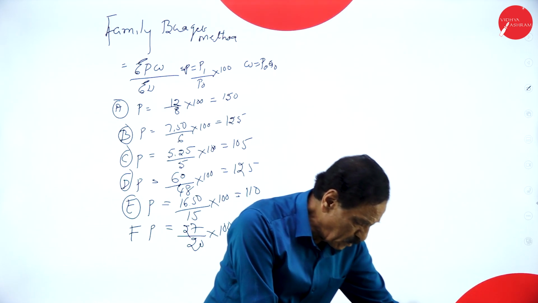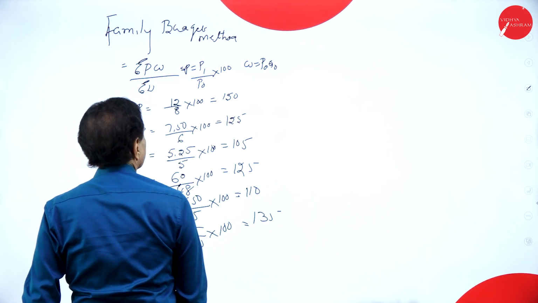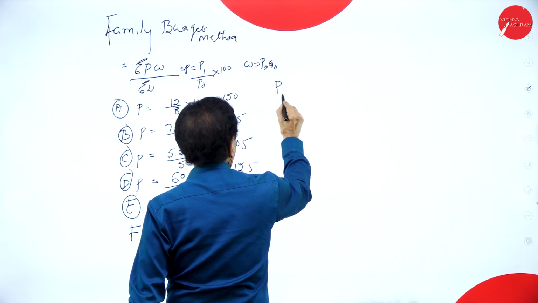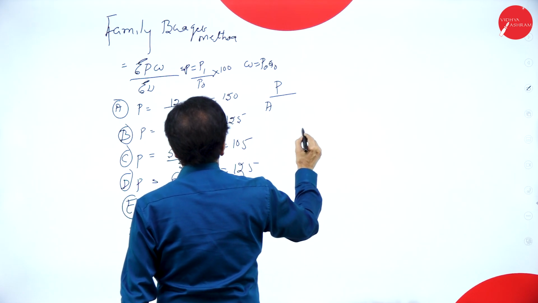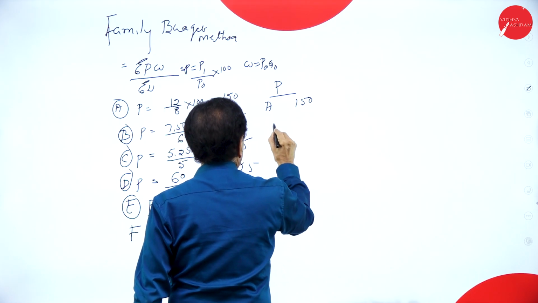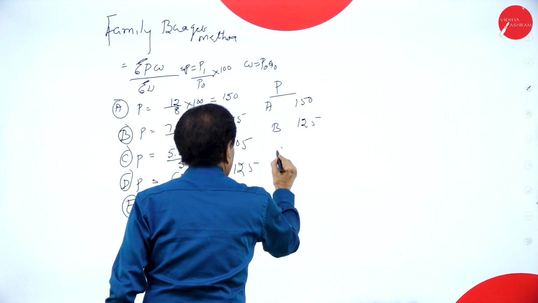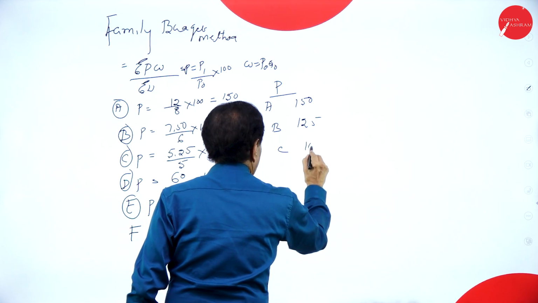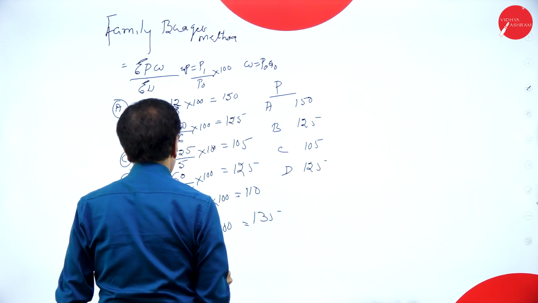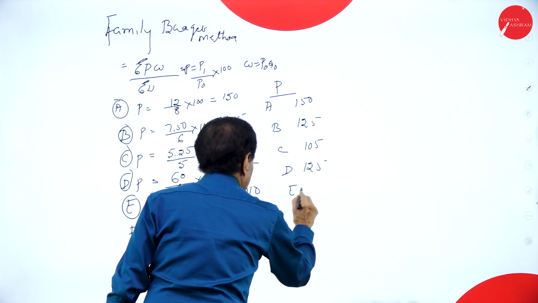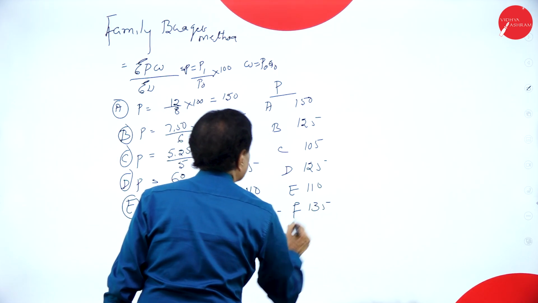So this goes to here one by one. This becomes the P. So P is equal to A 150, B 125, C 105, D 125, E 110, F 135.